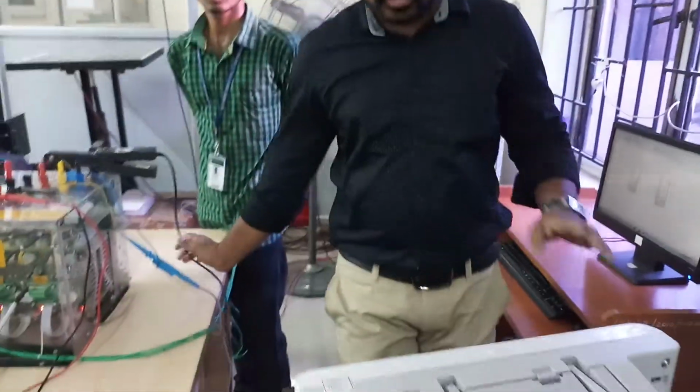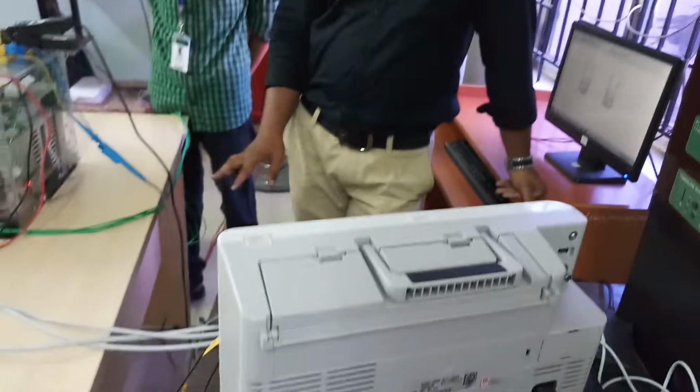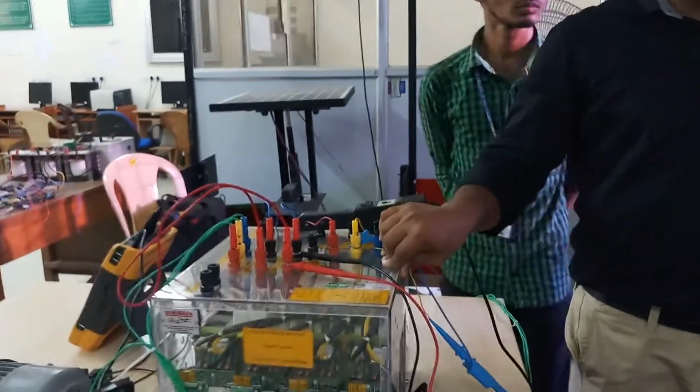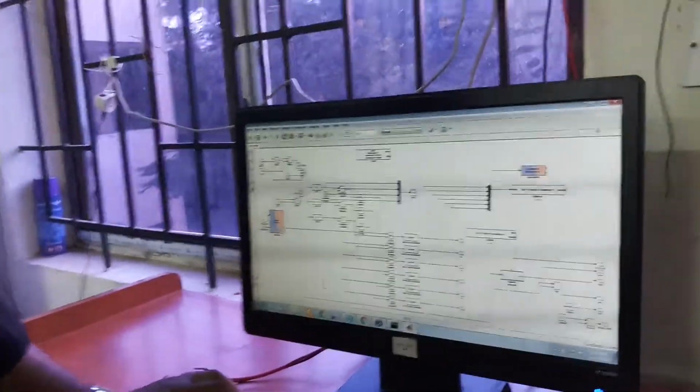This FPGA gives the signal to drive an inverter kit. Okay, before that we will see how to program the FPGA using MATLAB.